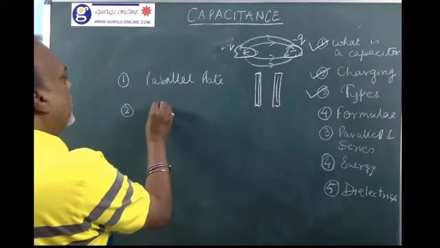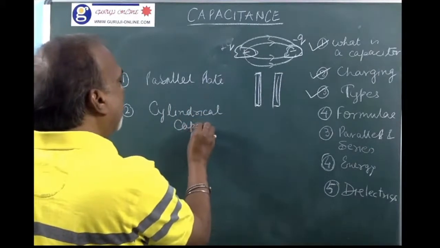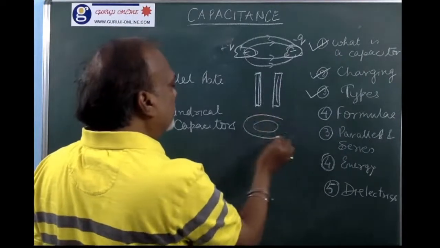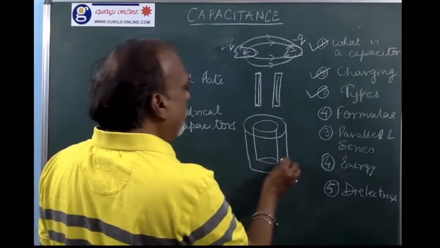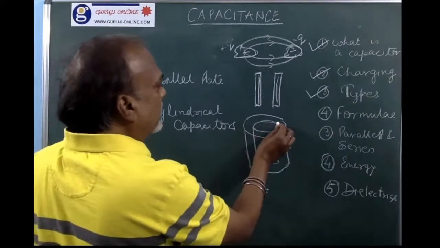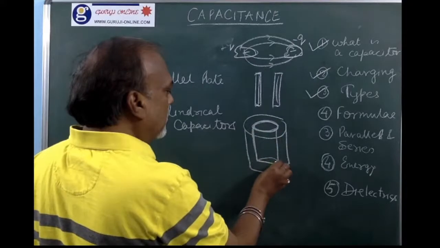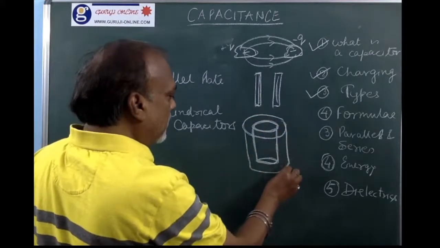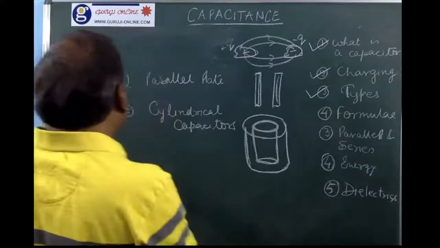Then cylindrical, like this. This is the cylindrical type of capacitor, where this inside surface is one plate, and the other one is the outer plate, and there is a gap between. Correct?